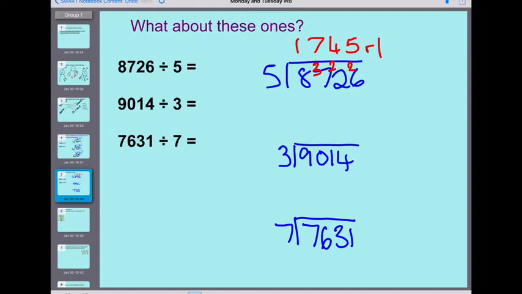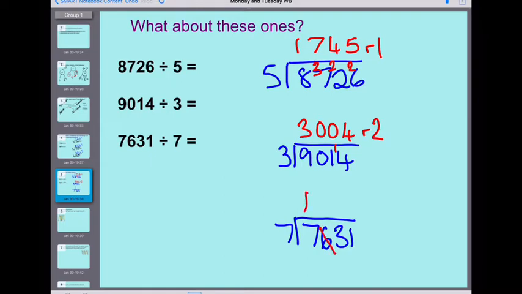The next one, 3s into 9 go 3. 3s do not go into 0. 3s into 1 do not go. 3s into 14 go 4 times with 2 remaining. Okay, last one, 7s into 7 goes once.